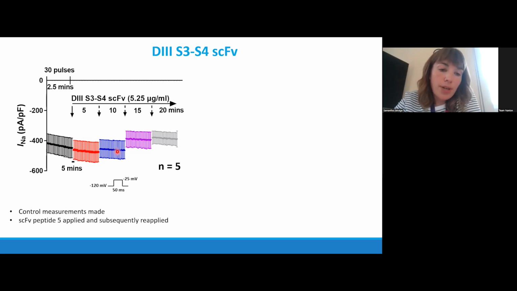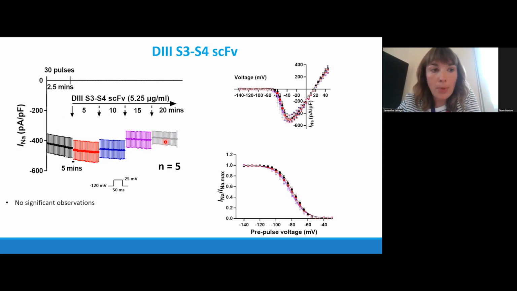You can see there isn't really much change, but there seems to be a trend towards decreasing currents towards the tail end of this protocol. But when you look at the IV curve and steady-state inactivation, there are no significant observations.